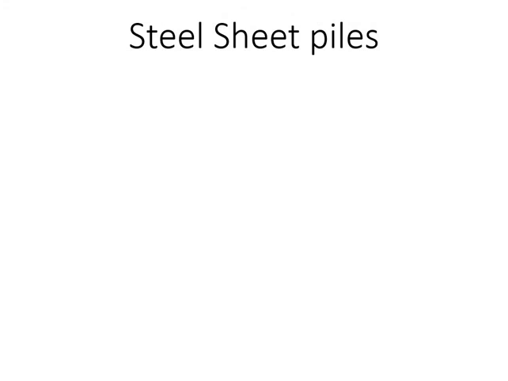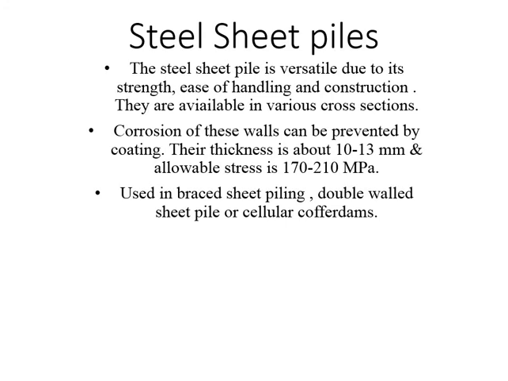We are going to discuss the steel sheet piles. The steel sheet pile is versatile due to its strength. It is easy to handle and it is easy to construct. Steel sheet piles are available in various cross sections. The corrosion of this sheet pile wall can be prevented by gypsum coating.